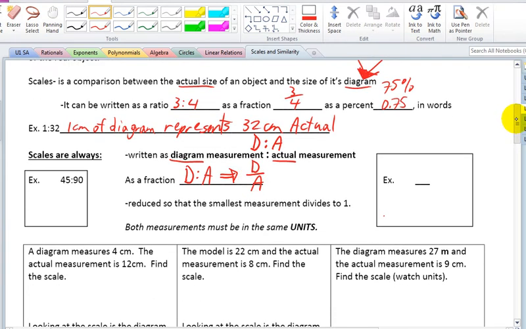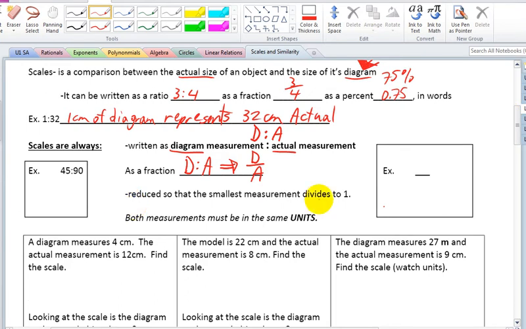We always reduce so that the smallest measurement divides to 1. That's one of the rules. And both measurements must be in the same units. Now there's of course one exception with decimals. Textbook's a little wishy-washy on this. But let's start with some examples.